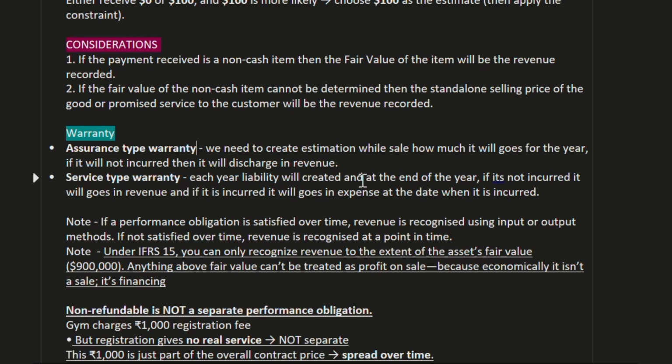Each year liability will be created, and at the end of the year, if it is not incurred, it will go in the revenue, and if it is incurred, it will go in expense at the date when it is incurred. So each year we need to create the liability. First, we will take that amount as a revenue. Once we receive the payment, then we will create the liability, and if it is not incurred, then it will go to the revenue. If it is incurred, then it will go to the expense at the date when it is incurred.